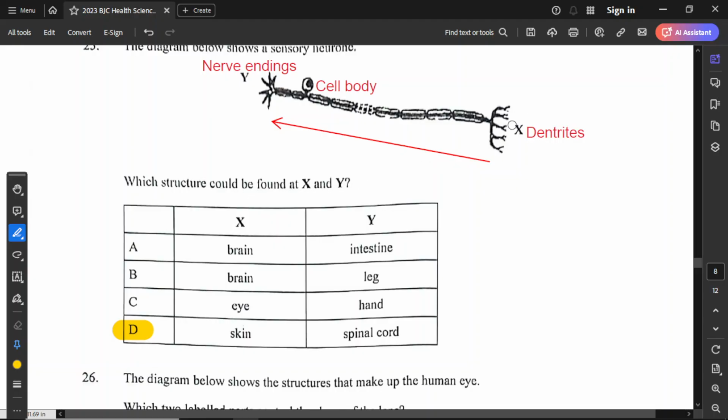It asks which structure could be found at X and Y. So if it's coming from X, then X could be any of the sense organs. So it could be eye or skin. So the brain could not be the answer here. And then Y, and again, this is a sensory neuron, so coming from a sense organ to the spinal cord. And so Y has to be the spinal cord right here. So the skin and spinal cord is the best option. If you have the eye and spinal cord or the brain right here, then you could give the answer here. But they say hand, which is not making any sense.